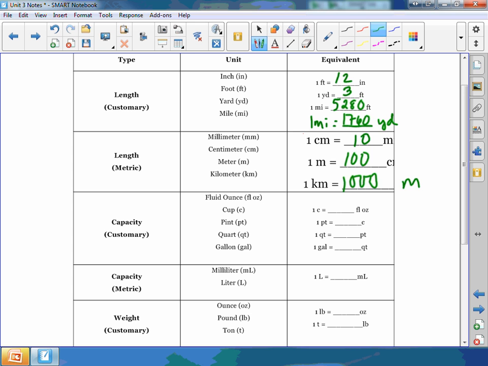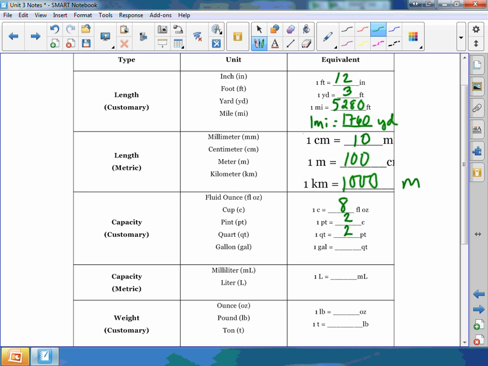The capacity customary. A cup. When they tell you should be drinking this many cups of water a day, or a serving size has this many cups, how many fluid ounces are we talking about? 8. A pint. How many cups are in a pint? Not 4. 2. There are 2 cups. A quart. How many pints are in a quart? 2.